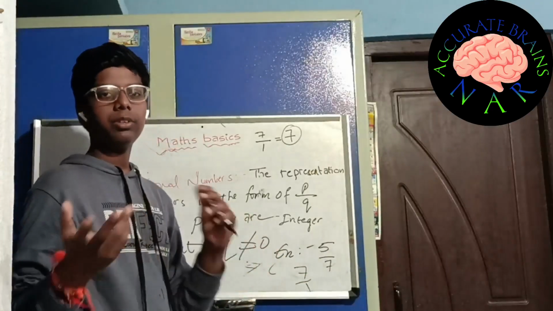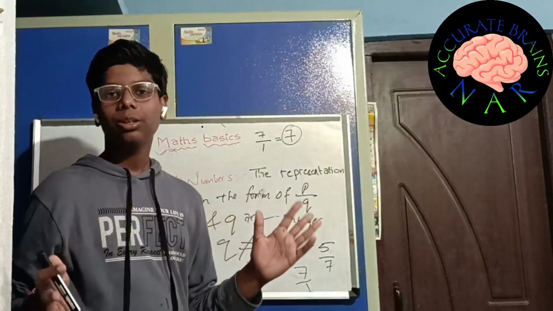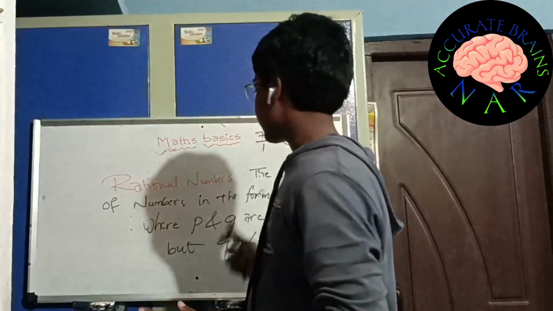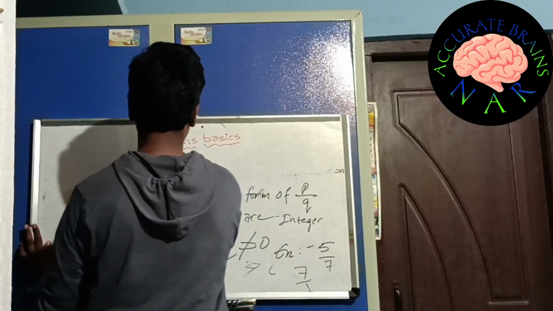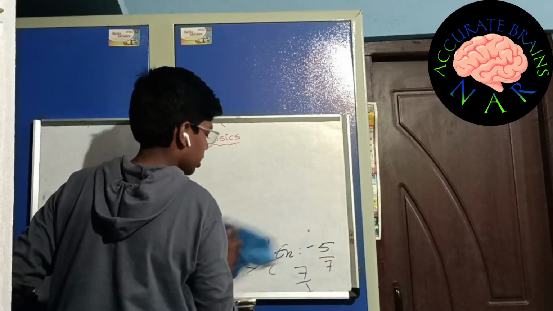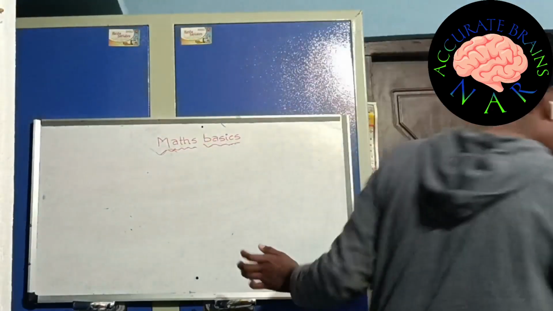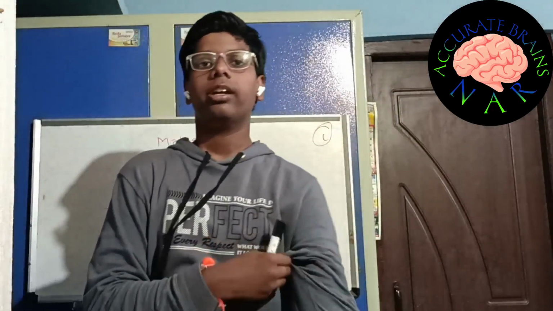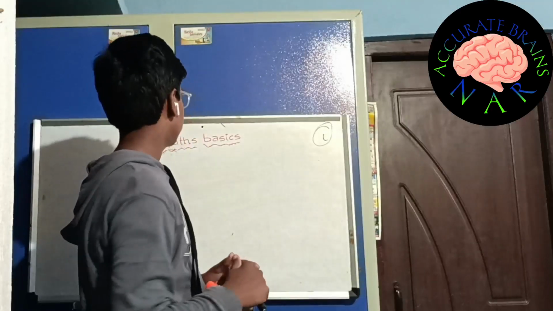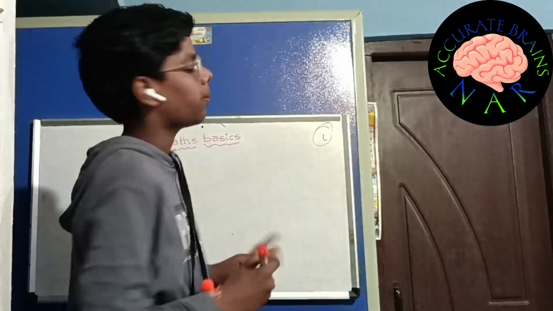So this is our class about rational numbers. Here we completed today's target of 4 topics. Hope you understand these rational numbers. If you don't, just replay this video, and you will understand very clearly. So this is the first basics class. Here we discussed 4 topics.